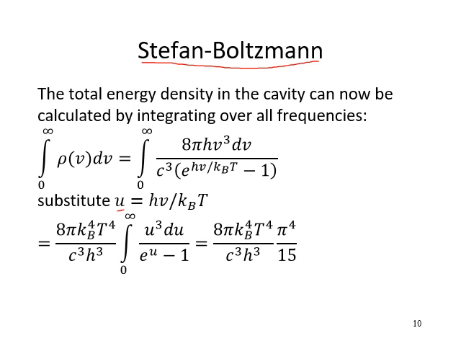So integrating from 0 to infinity, u cubed du over e to the u minus 1. This integral here is a definite integral that can be looked up. It's got the value of pi to the 4th over 15. And therefore now we actually know the total energy that is coming out of a black body radiator.